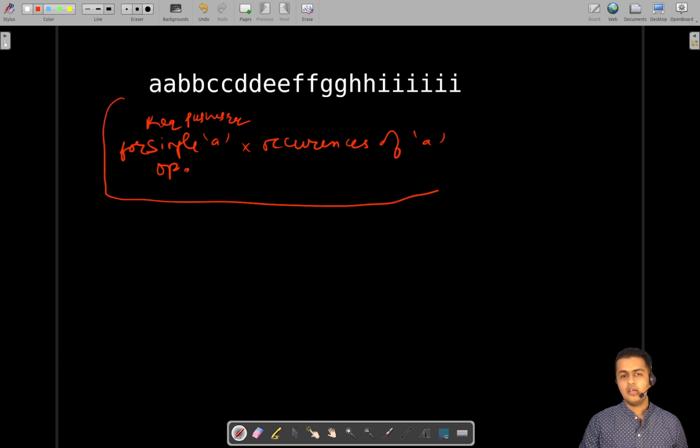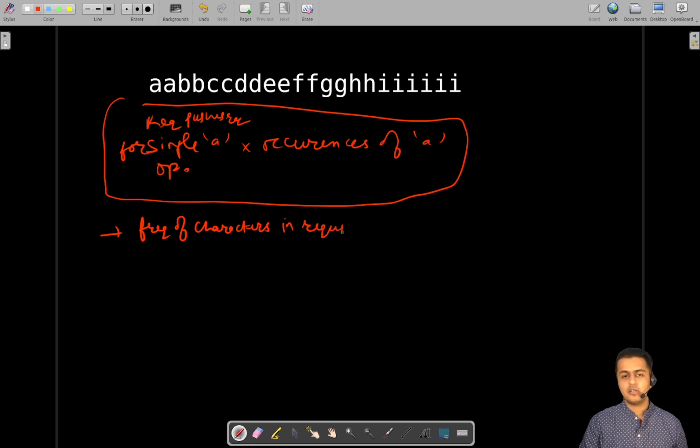So here a was occurring twice, so whatever the amount of pushes was required to get to a single a, it will be twice of that. So that's why frequency of characters matters here. So the first observation is that we should be having the frequency of characters in the string. These are the things that we will be requiring.